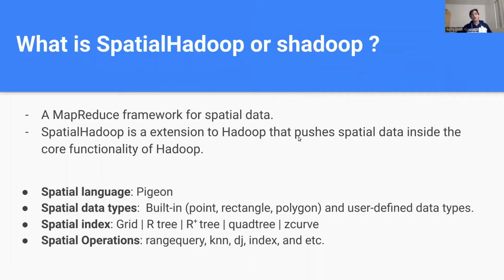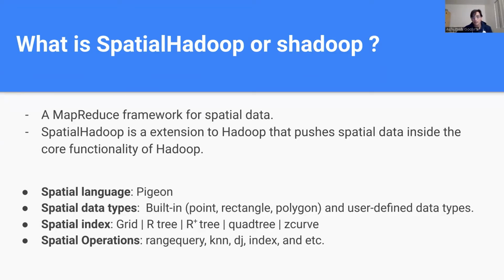So what is Spatial Hadoop? Spatial Hadoop is a MapReduce framework for spatial data. It is an extension to Hadoop with spatial data inside the core functionality of Hadoop. Hadoop was developed to analyze big data, and Spatial Hadoop is to analyze spatial big data.